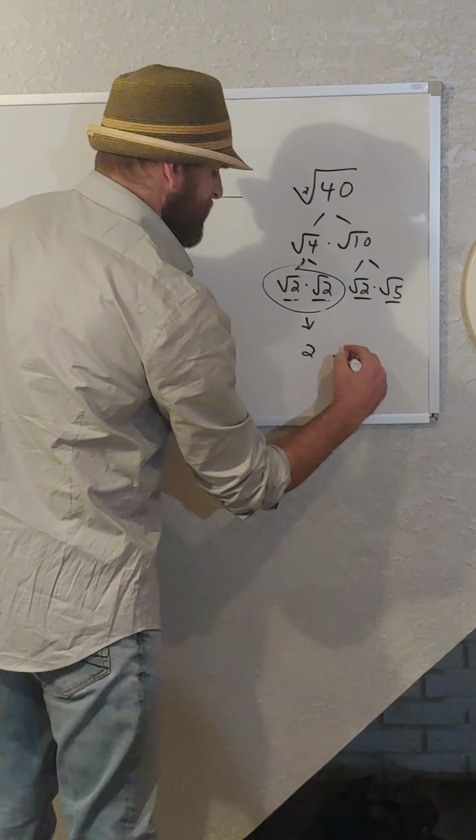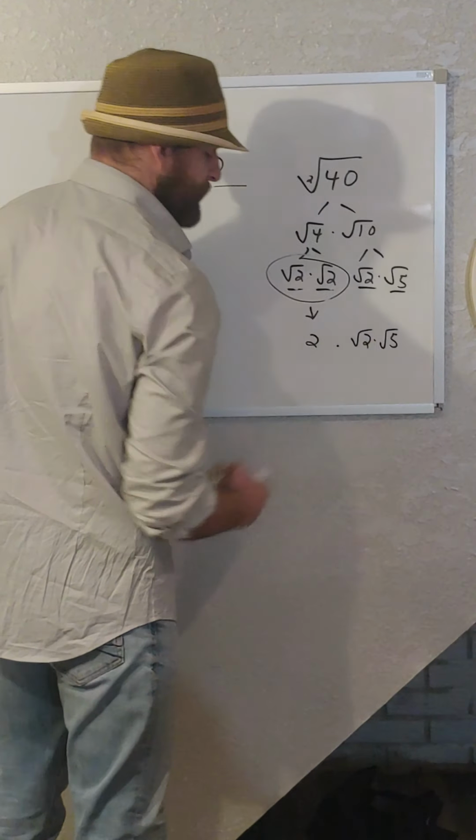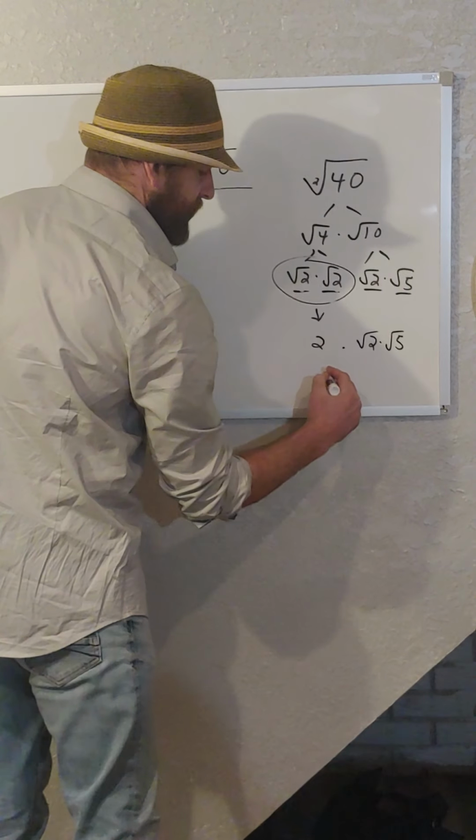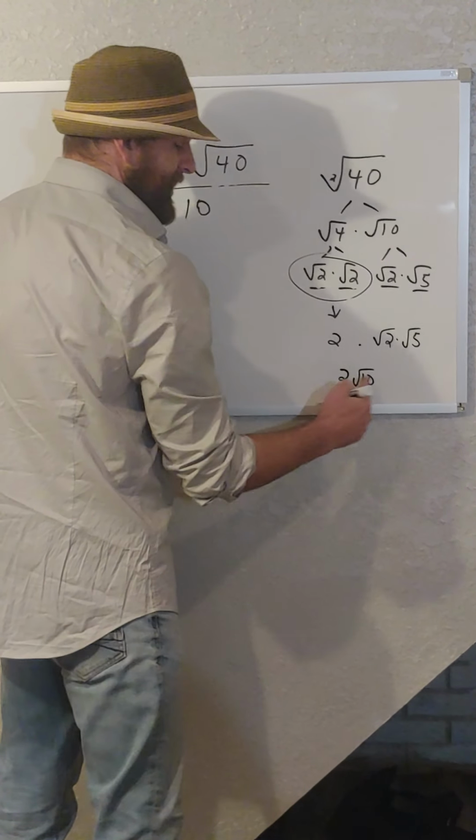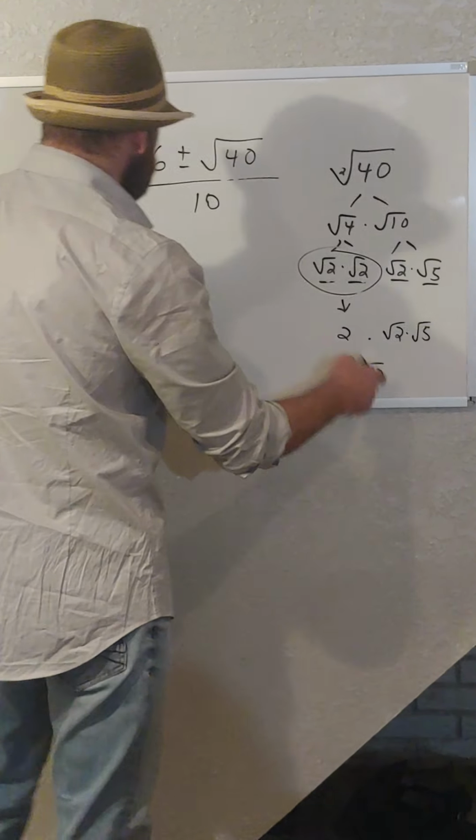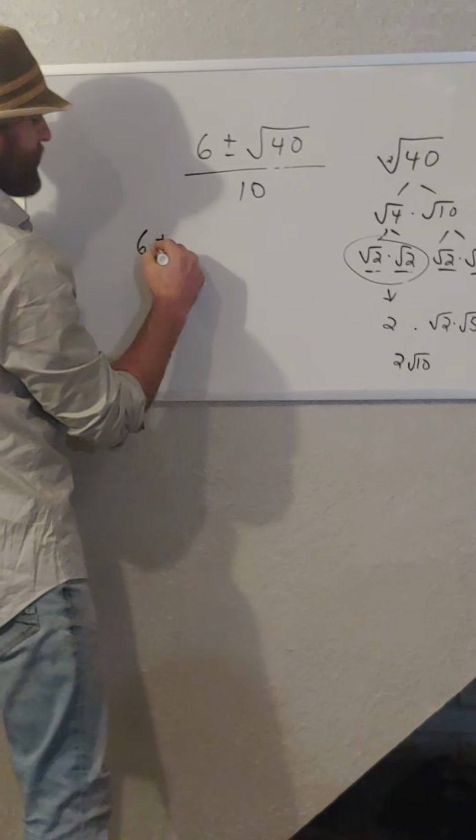These are left over, so you just bring those down. And then you're going to multiply those all across. That's going to give you 2 square root of 10. We're going to rewrite this now.